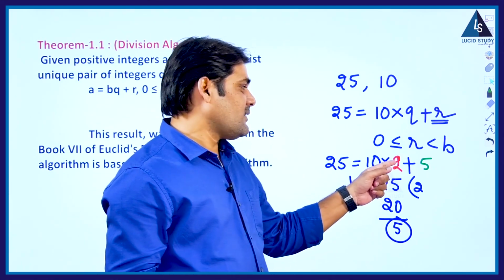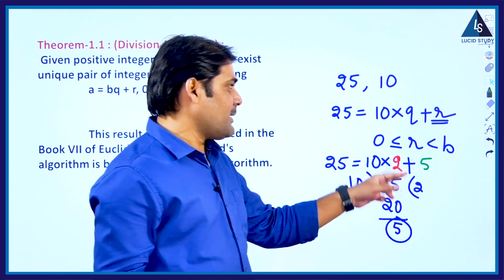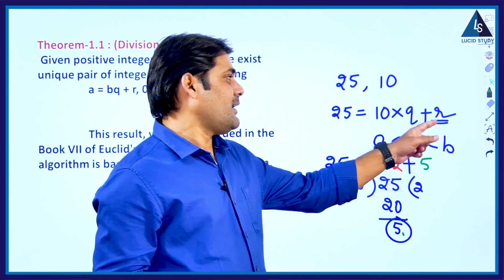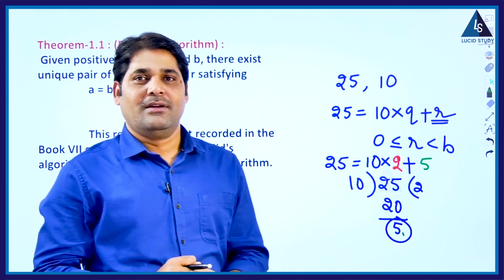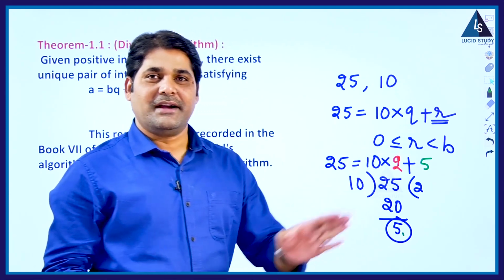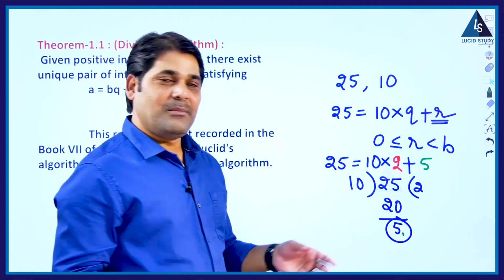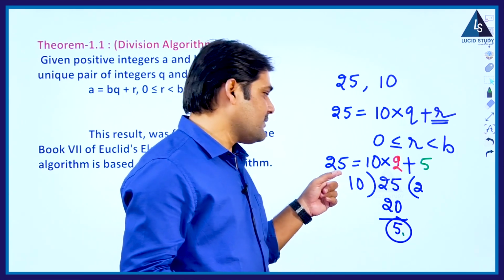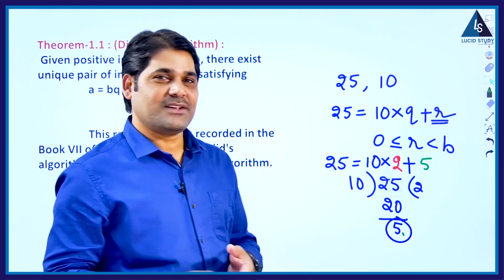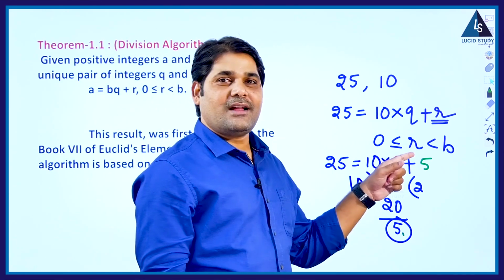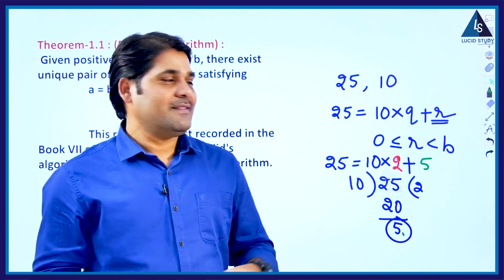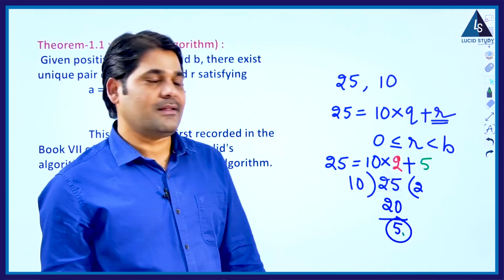See, 25 I will write as 10 into some number plus some number. This is known as the quotient, that is why we will represent it with q. And this is the remainder, that is why I represented it with r. And the remainder value will always be less than this divisor. Am I right? So the remainder must always be less than the divisor, and it can be 0. Remainder can be 0, no? So that is why 0 is less than or equal to r, and r is less than b. Understood now? This is called the division algorithm.